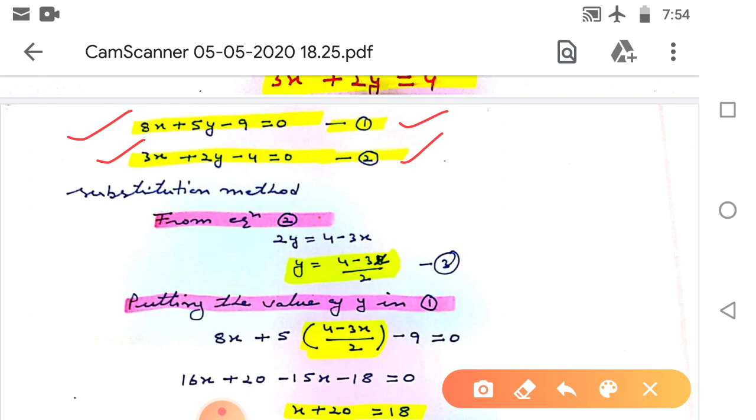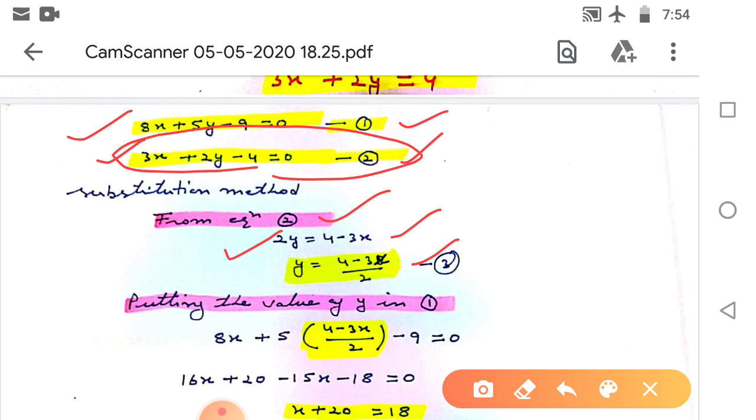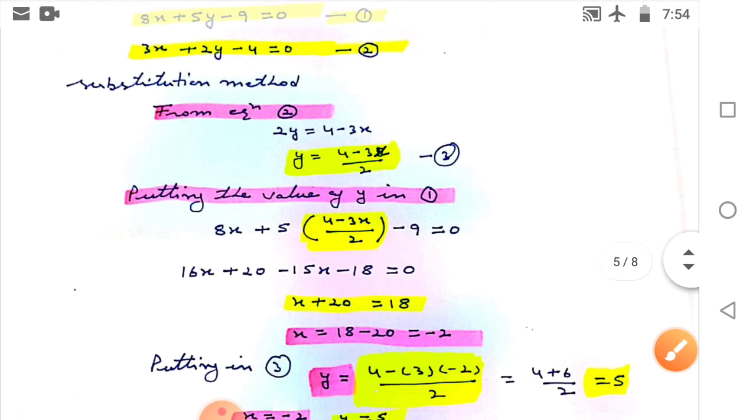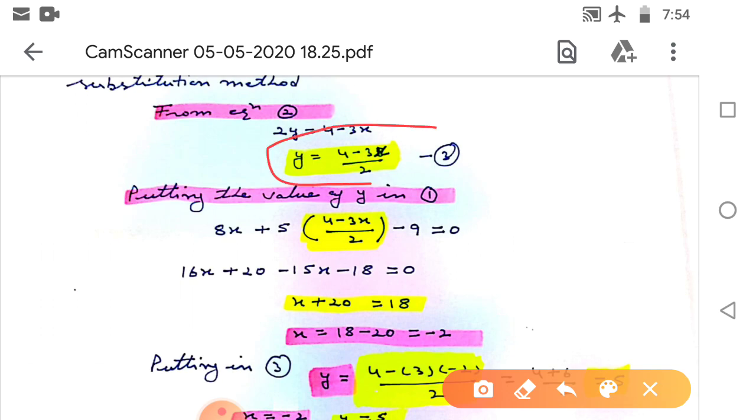So from equation number 2, the value of y is (4 minus 3x) upon 2. Here 2y is equal to 4 minus 3x, and y is equal to (4 minus 3x) upon 2. Now this value of y, that is (4 minus 3x) upon 2, we have to substitute in equation 1, which is 8x plus 5y minus 9 is equal to 0. So instead of writing y, we write (4 minus 3x) upon 2 here.